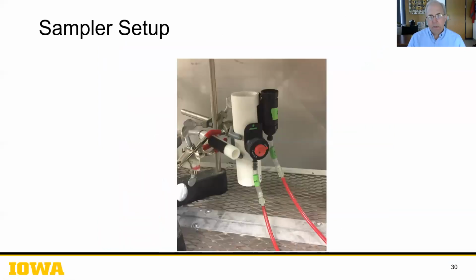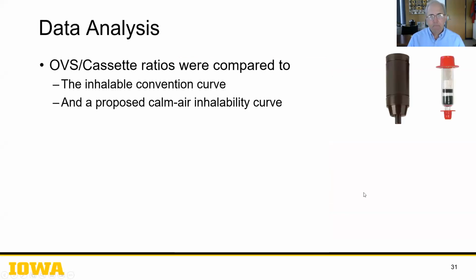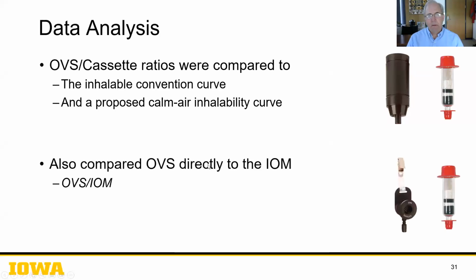And you can see here we had the devices on a PVC pipe. Now here it's showing the OVS tube horizontal. We tried different configurations, but normally it would have been straight up and down with this opening on the downward side. And then in terms of data analysis, again, we compare the ratio of the OVS to the cassette, and then compare the OVS directly to the IOM as well.